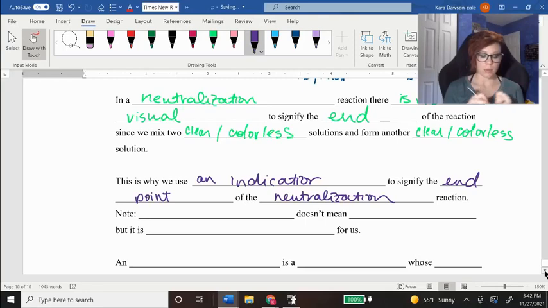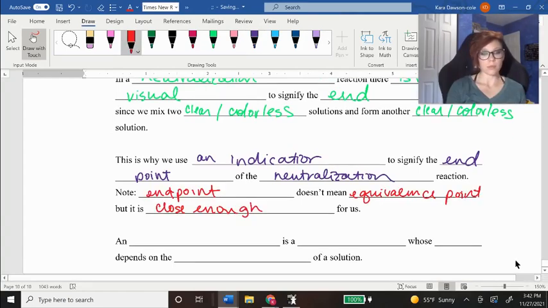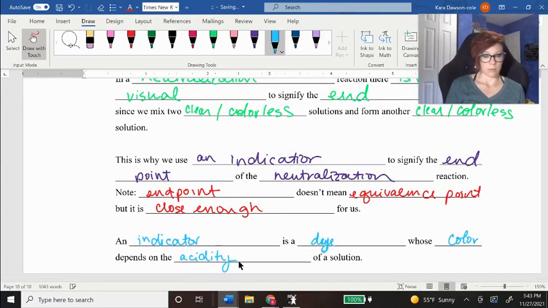Note, the endpoint does not mean the equivalence point, but it is close enough. So what is an indicator? An indicator is a dye whose color depends on the acidity of a solution. A lot of times we use organic dyes, and they have 2 different colors, one in base, one in acid. It just depends on what it is. There are several different indicators that can be used. Litmus, phenolphthalein, and methyl orange are all really good indicators to use.